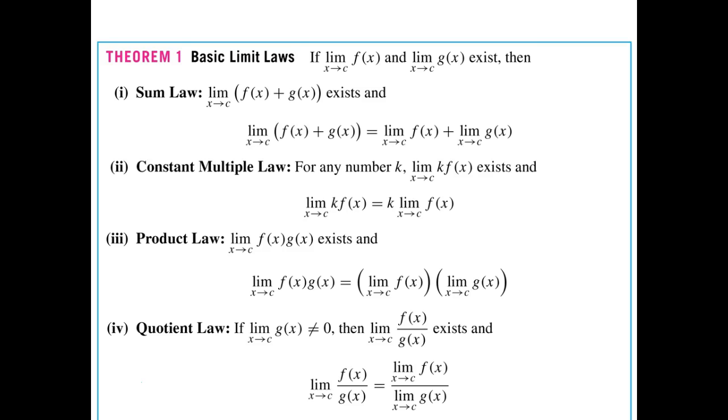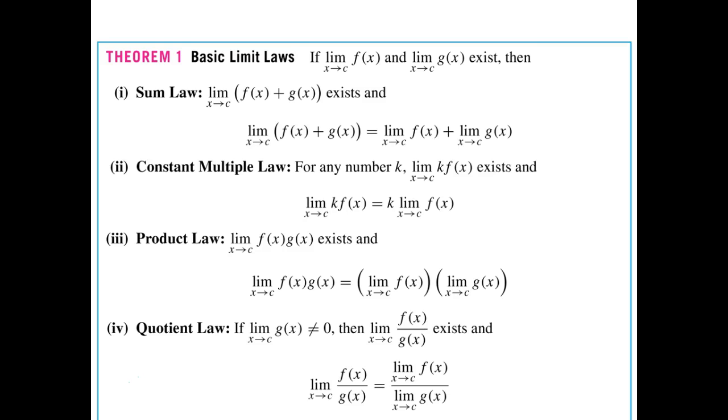This is looking pretty obvious, or hopefully it is so far. And next, the quotient law. If the limit of g of x is not equal to 0, here's the only one that comes with a caveat. The limit of g of x cannot equal 0. As long as that's the case, this one could exist as long as it's not 0, then the limit of a quotient does also exist.